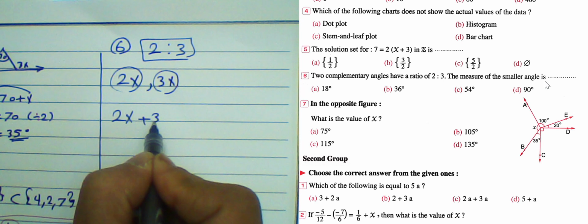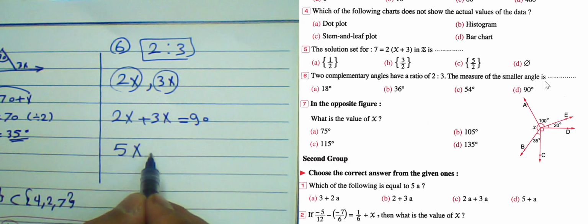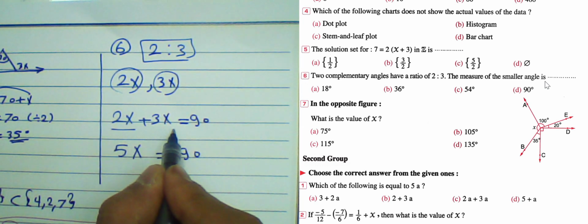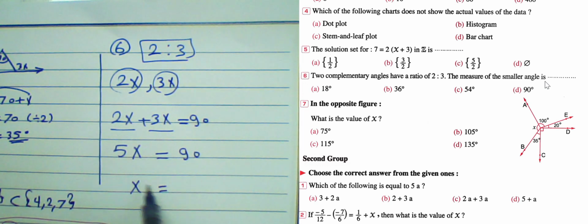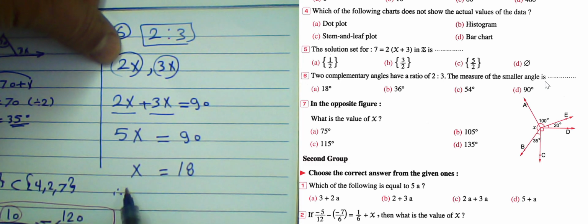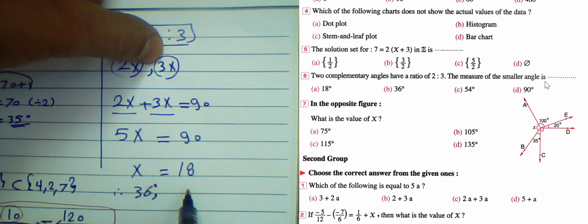Then 2x plus 3x equals 90 degrees. You can add them to each other: 5x equals 90. Then we divide by 5 to find the value of x. x will be 90 divided by 5, which is 18. So the two angles are 2x, putting x equal to 18, 18 times 2, which is 36. Then the first angle is 36 degrees, and the second angle is 3 times 18. 3 times 8 is 24, write 4 and carry 2, 3 times 1 is 3, plus 2 is 5, so 54 degrees.